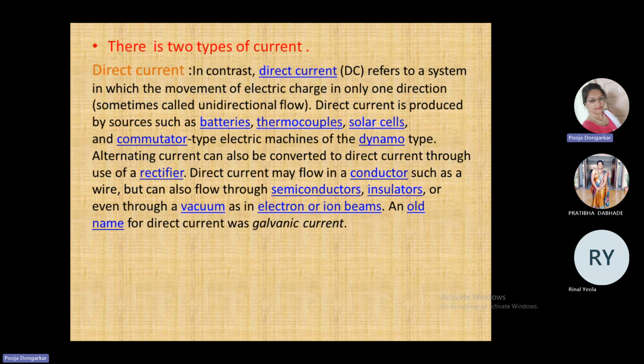Okay. Direct current is referred to the system in which the movement of electric charge flows in only one direction. That's called direct current. Unidirectional flow of current is called DC supply or DC current. Such sources are batteries, thermocouples, solar cells, commutator or dynamo. Rectifiers also use unidirectional flow of current, and a rectifier converts AC to DC to make the unidirectional current flow.